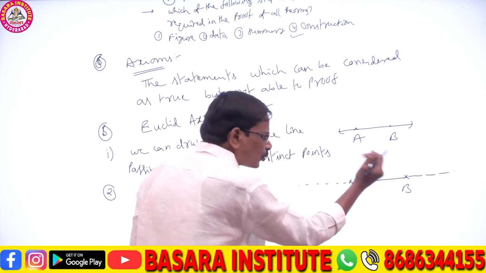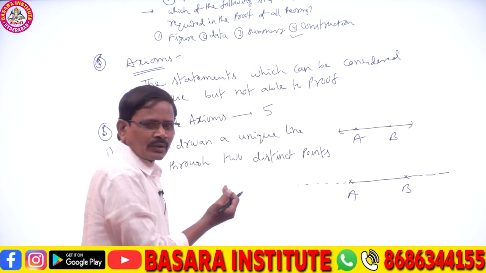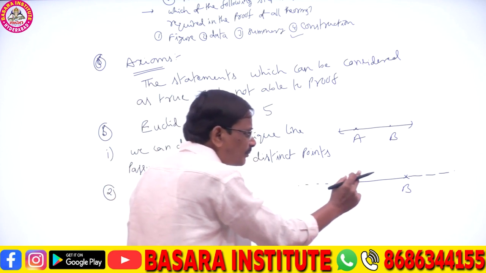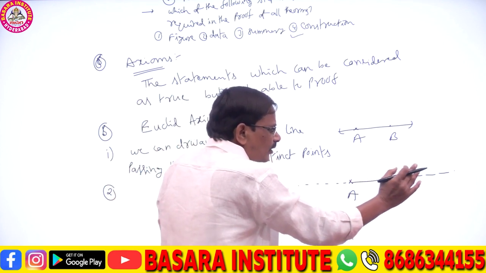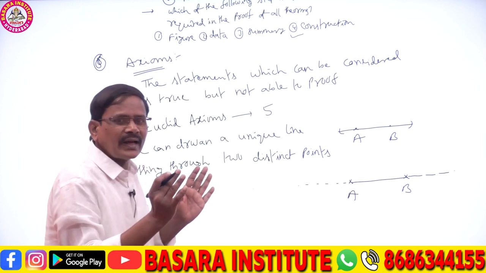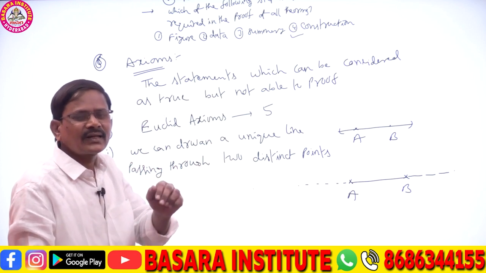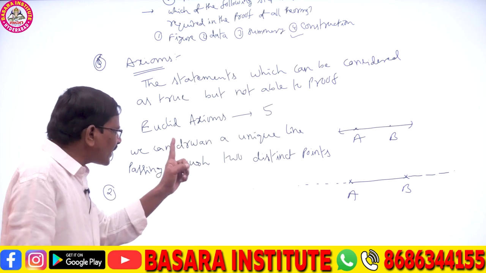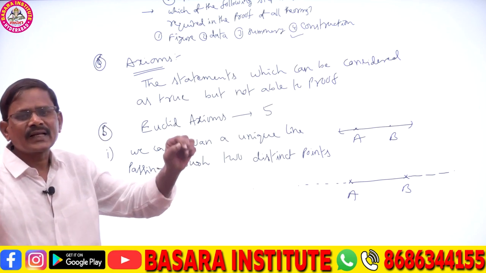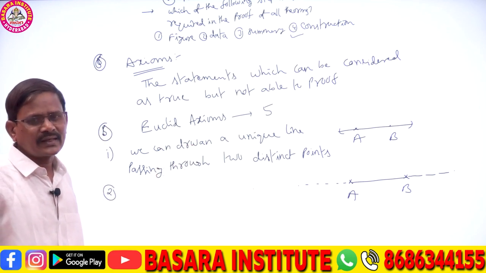That means from A to B, extends from B to A. When we extend a line segment to both sides, then we have a straight line. So Euclid's first axiom represents a straight line. Euclid's second axiom also represents a straight line.